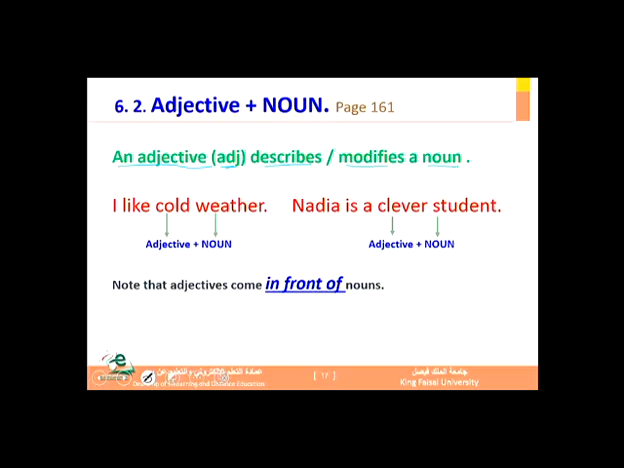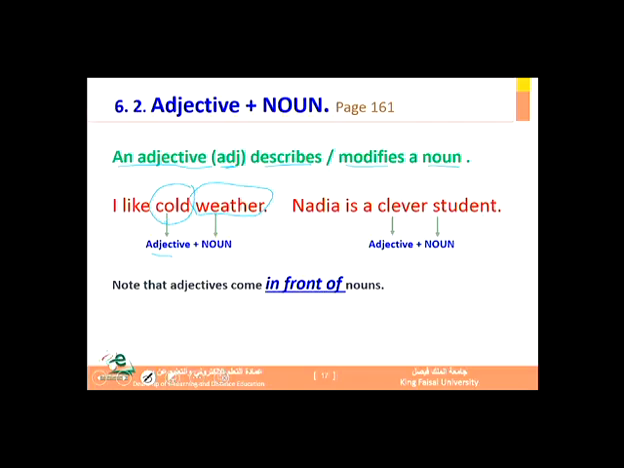I like cold weather. Nadia is a clever student. Now, if you look inside this sentence, you will find the word cold functioning as an adjective, and the word weather is a noun. When we have an adjective before the noun, this adjective tells me something about this noun. So, I like weather. What weather do you like? I like cold weather. So the adjective describes the weather. The adjective modifies the weather.